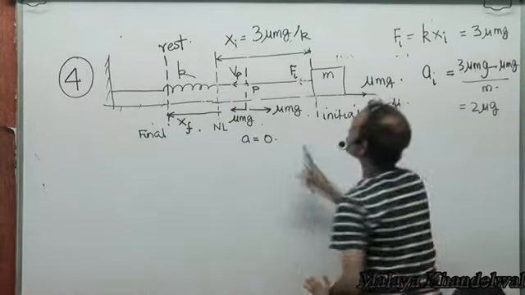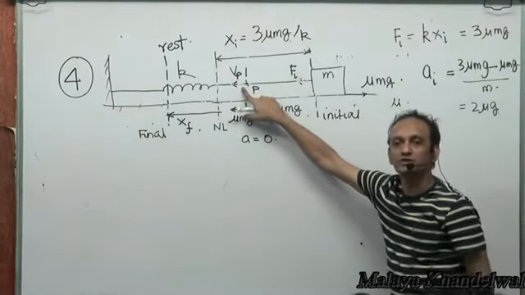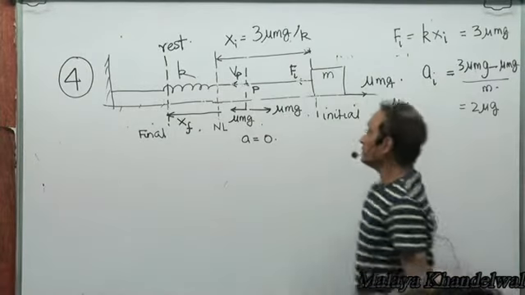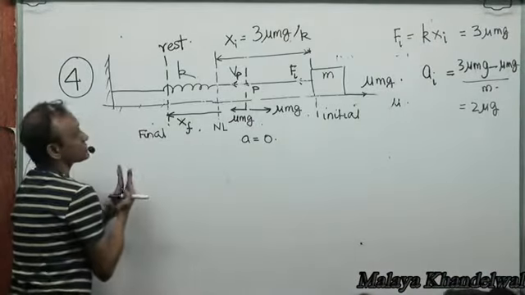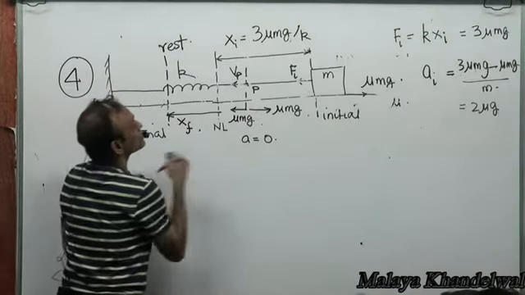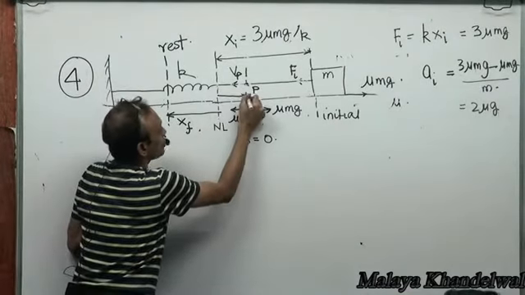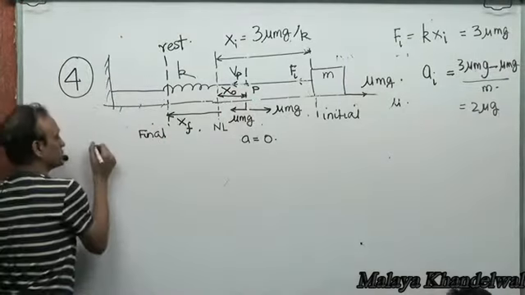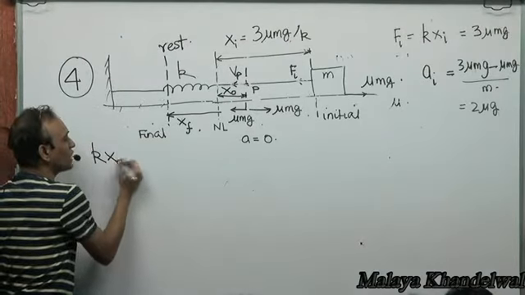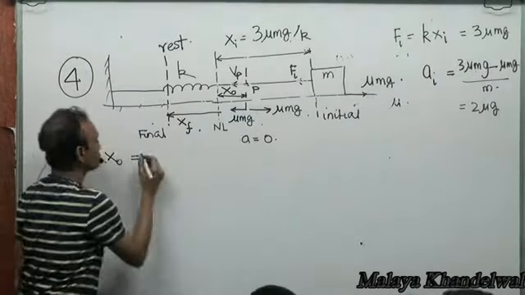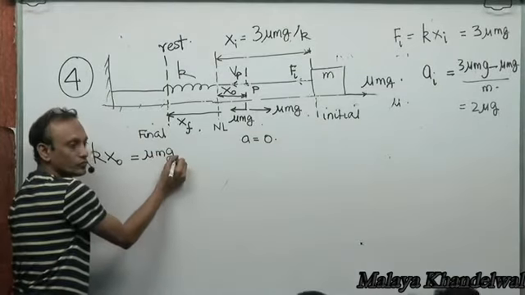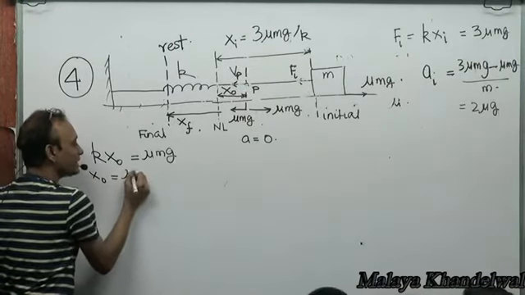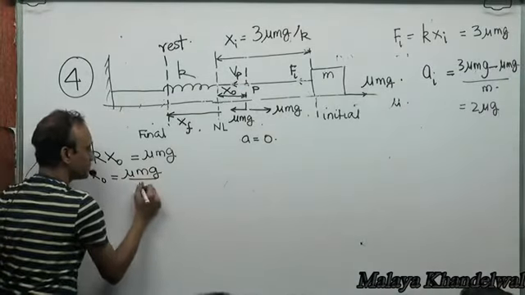So which means now I want to be able to compute Vp. First of all, how much must have been the elongation in the spring? X naught, the elongation in the spring at P. Elongation in the spring at P must be x naught, where kx naught just about becomes equal to mu mg. Yes or no? So elongation in the spring at P is mu mg by k.